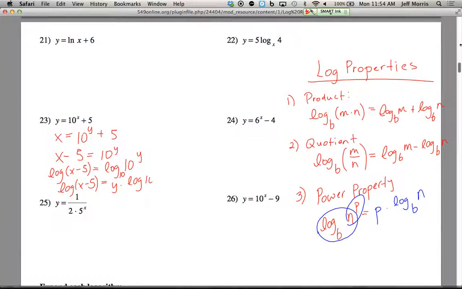What is log 10? 1. Anytime you have a log with the same base as the number inside, they're just going to cancel each other out. So log 10 is just 1. So what do you got y to be? y equals log of x minus 5. There's your answer. There's your inverse. So we were able to take the monkey out of the tree to do that.